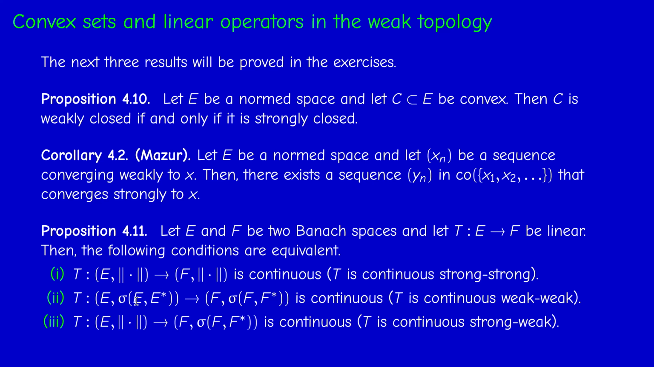Now, the other possibility is to put the weak topology on both the source space and the target space. In this case, if T is continuous in these topologies, we say that T is weakly continuous. Third possibility, we put the norm topology on the source space and the weak topology on the target space. In this case, if T is continuous, then we say that it's strong-weak continuous. It turns out that all these three conditions are equivalent.